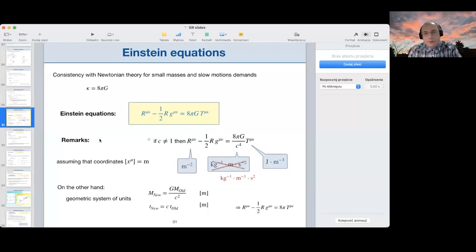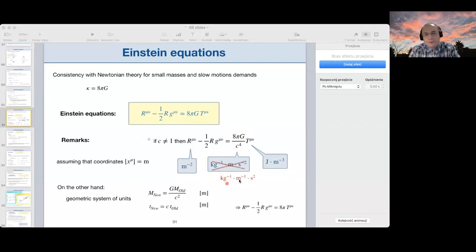I will begin with a small correction of the previous lecture. Namely, when looking at the slides I have shown you, I noticed that there is a small mistake on one of the slides. It was slide number 91. On slide 91, the dimension of the coefficient here, 8 pi G over c to the power 4, was unfortunately wrong, in a rather simple way.